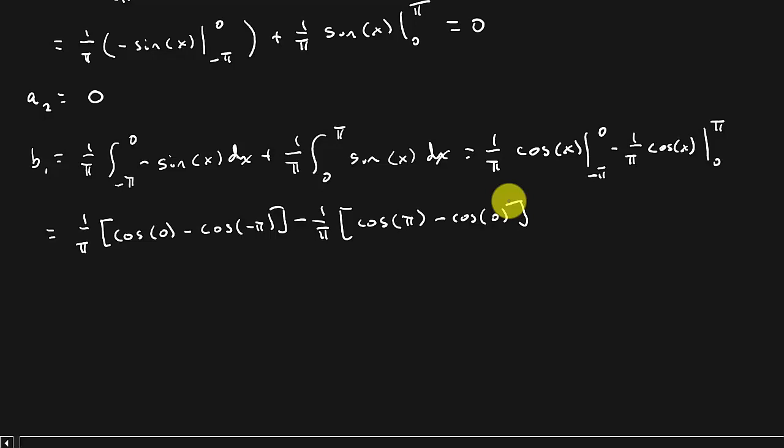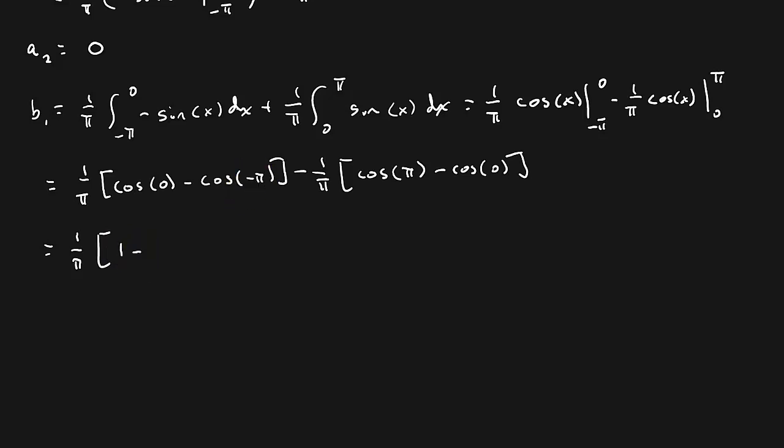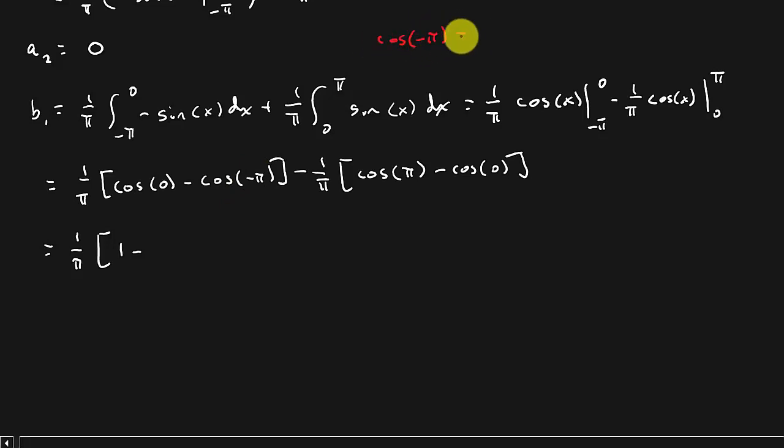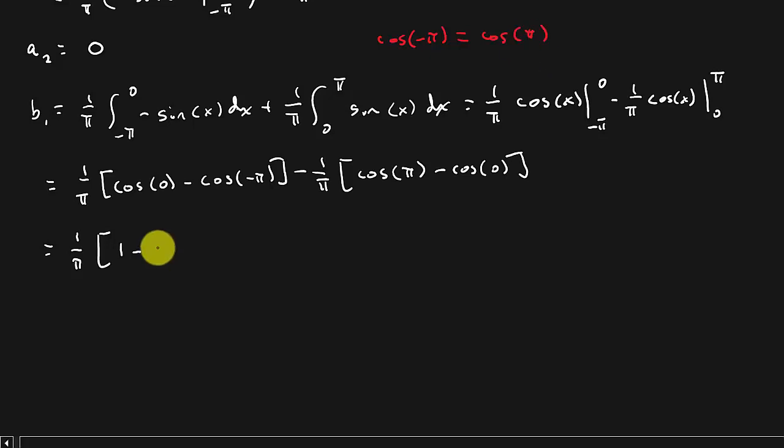All right. And so this is going to give us 1 over pi times cosine of 0 is 1, minus, now the cosine of negative pi. All right, so remember this. Cosine of negative pi is equal to cosine pi. That's your negative angle identities from trig. Cosine's an even function.